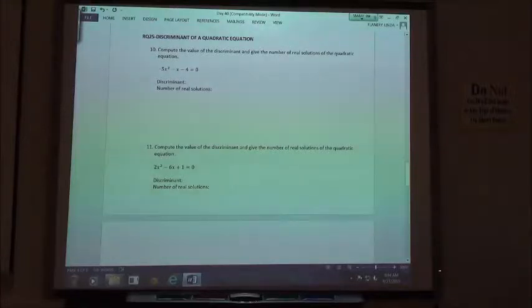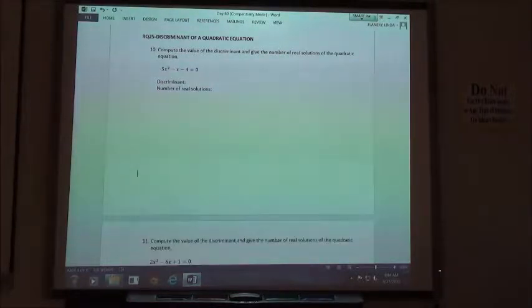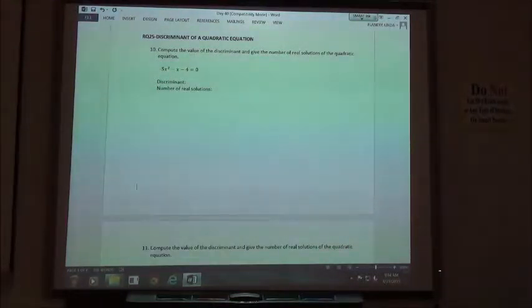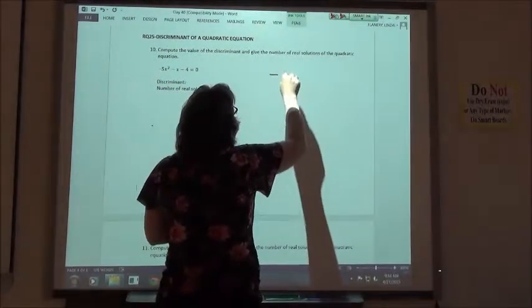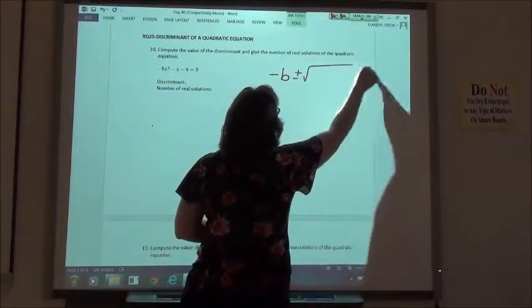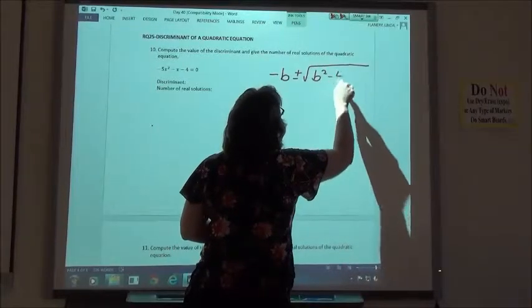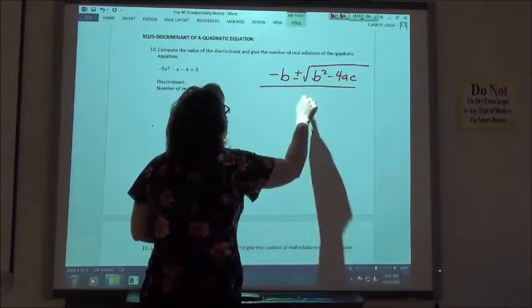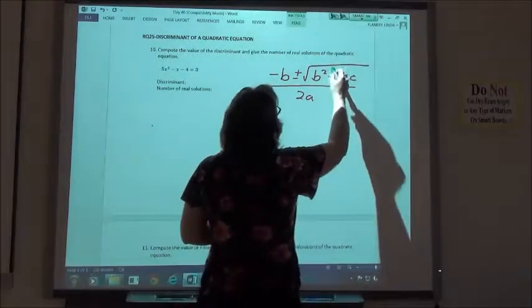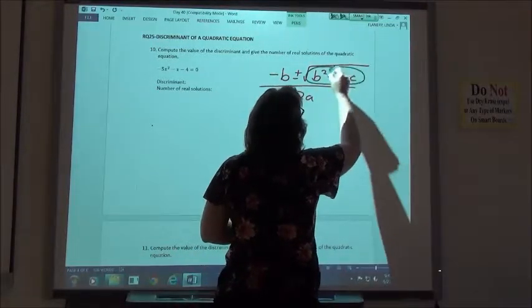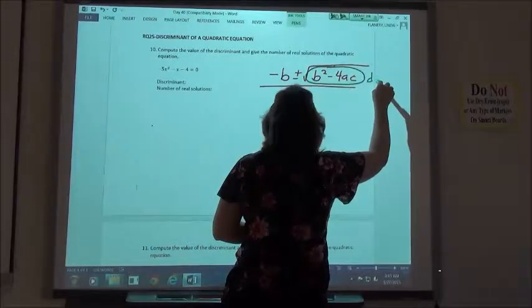Number 10, 11, and 12 have to do with finding the discriminant of your quadratic equation. So when you have your quadratic formula, negative b plus or minus the square root of b squared minus 4ac all over 2a, the part that is underneath the square root is your discriminant.